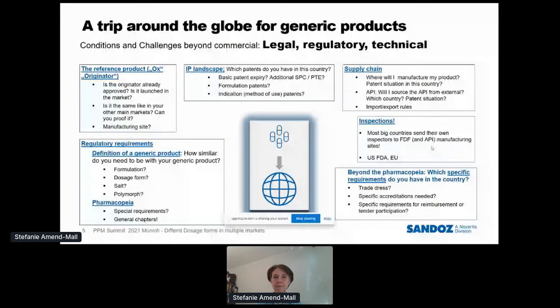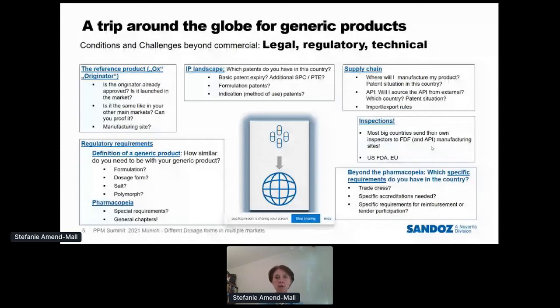quite difficult. Another piece is, of course, the patent landscape. So how is this market set up? Is it a basic patent country? So let's say there are no additional supplementary protection certificates, patent term extensions, or are there additional extensions which delay your possible launch date? How is the situation about formulation patents? There are some countries where these patents are very strong and defended very hard. Other countries where you can sometimes also kill them, or you can circumvent them.